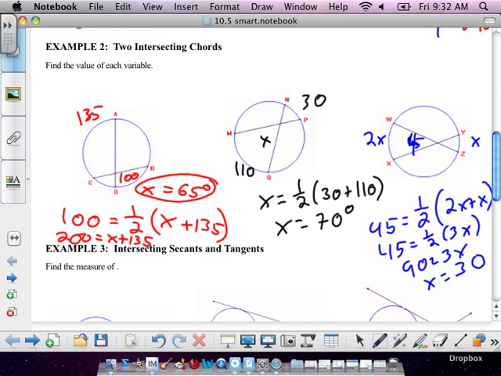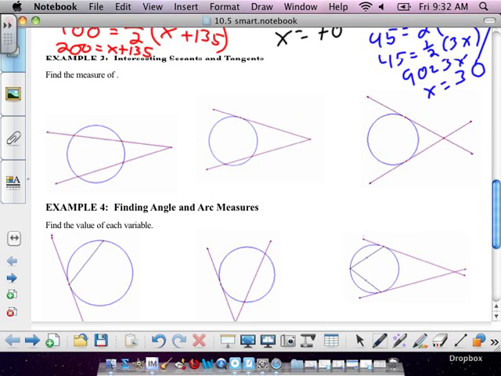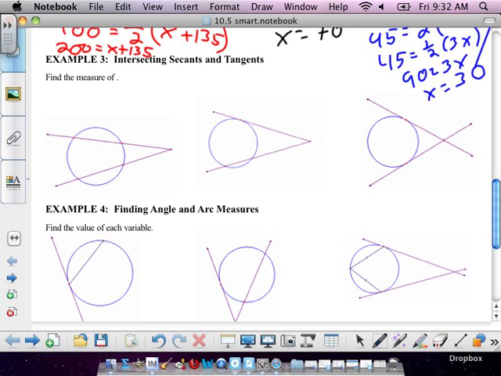Let's turn it over. We're going to look at secants and tangents and learn that little rule. What are these two lines, first of all? Are they both tangents, both secants, one a secant, one a tangent? Both secants, because they both go all the way through the circle. And the rule with secants is it's 1/2 the difference of their intercepted arcs.